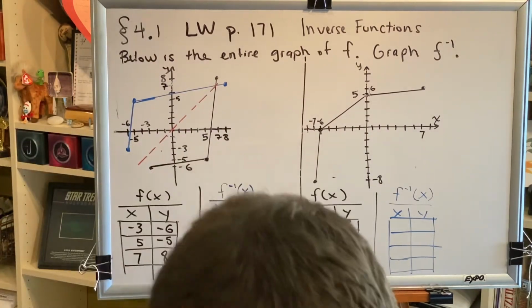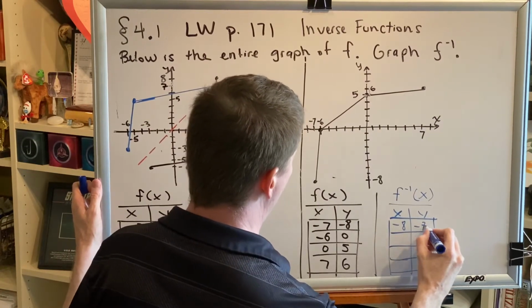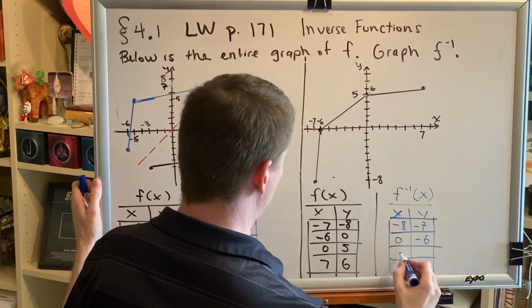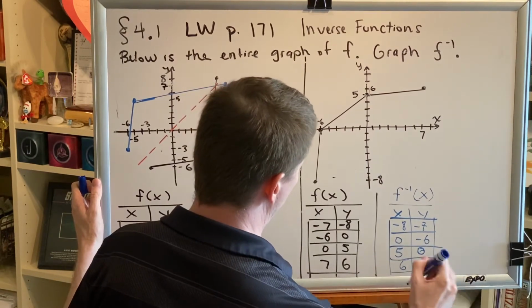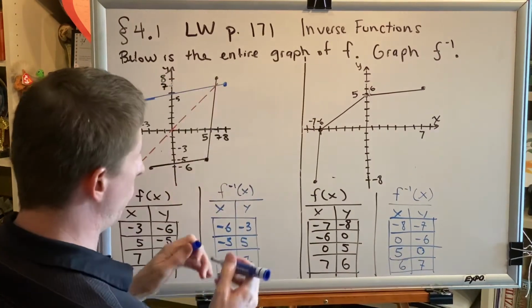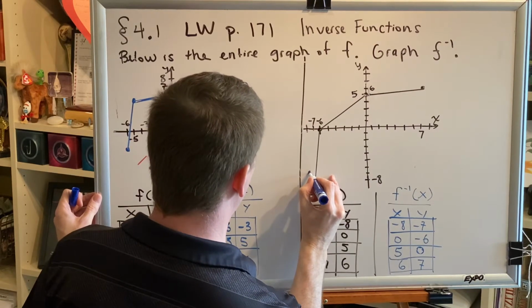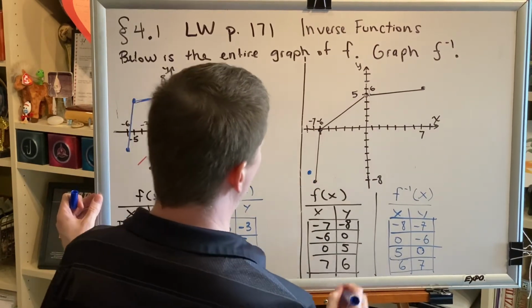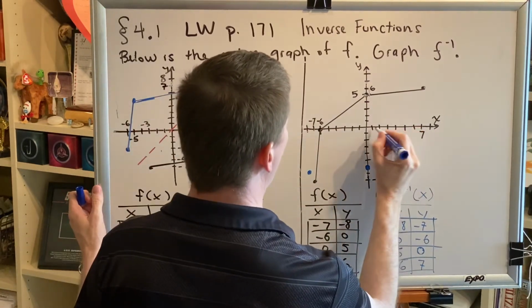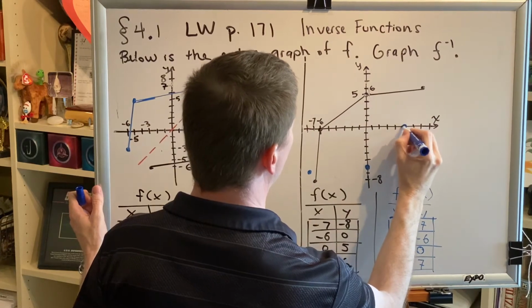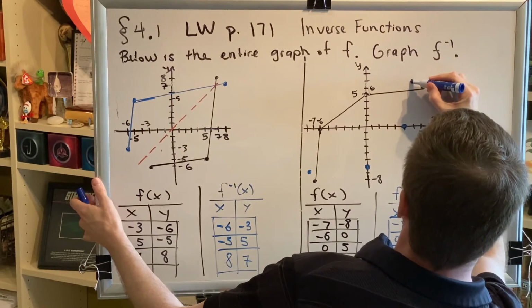All right, our job is to swap all the x's and y's. So we get -8, -7, 0, -6, 5, 0, and 6, 7. Now we just have to plot those points. All right, -8, -7 would be here. 0, -6 would be here. 5, 0 would be here. And 6, 7 would be here.